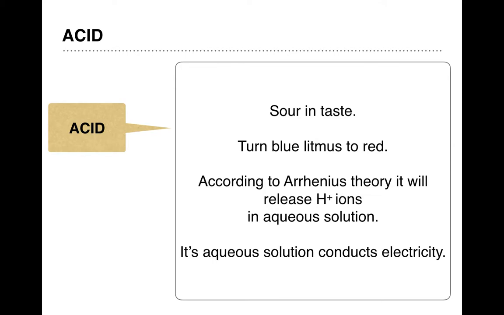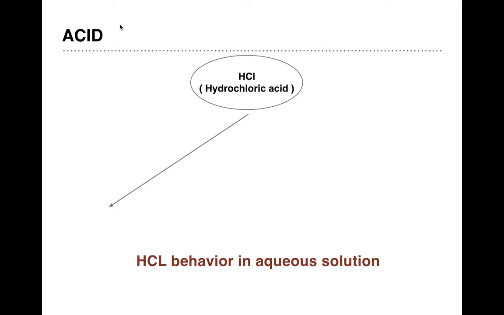Look, sour in taste or turning blue litmus to red, these are basically physical properties. But what you have to realize is Arrhenius theory, which depicts that it will release H plus ions in aqueous solution. So what does it mean? If we take hydrochloric acid for our reference and take HCl in aqueous solution, it will be divided into two parts, rather it will be ionized into two parts. One is H plus and another is Cl minus.